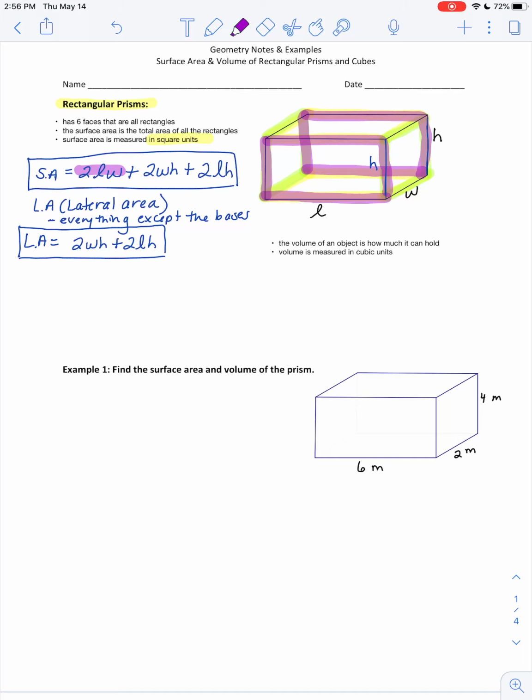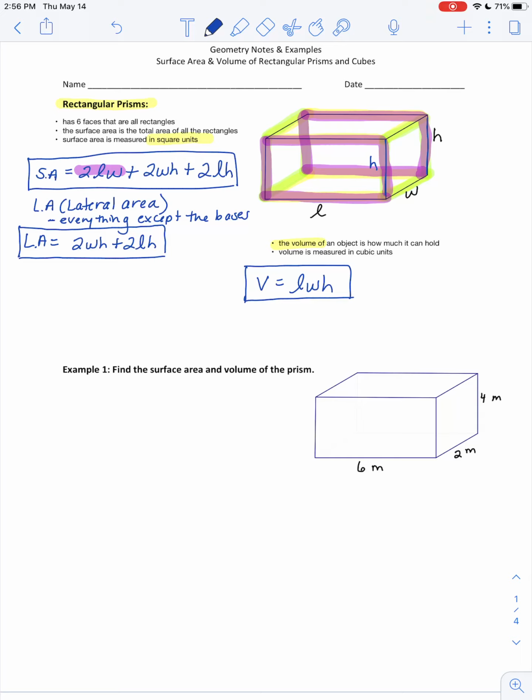And the last thing we're going to do is find the volume. So let's go over here to where we are describing volume. The volume of an object is how much it can hold, and it is measured in cubic units. In the case of the rectangular prism, volume is really simple. You're just going to multiply the 3 dimensions together, length times width times height. And again, that's going to be measured in cubic units.